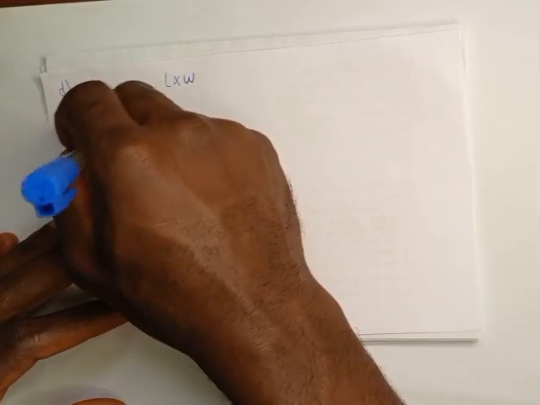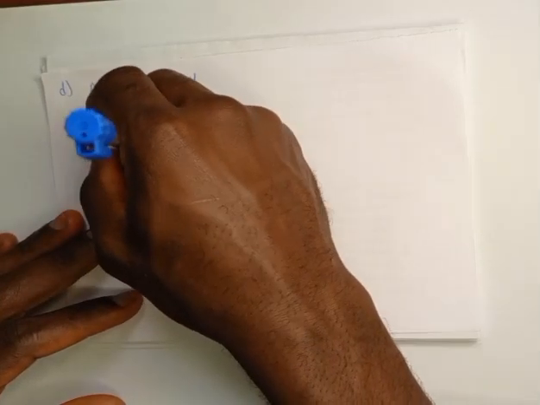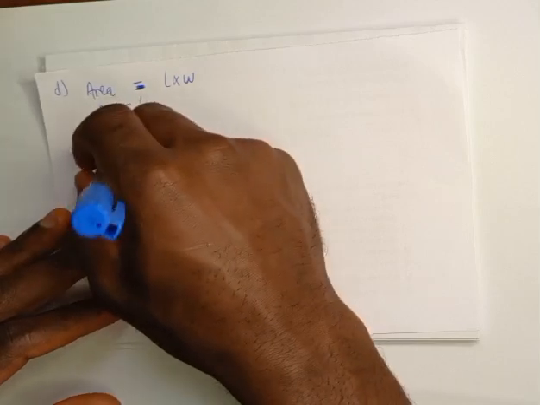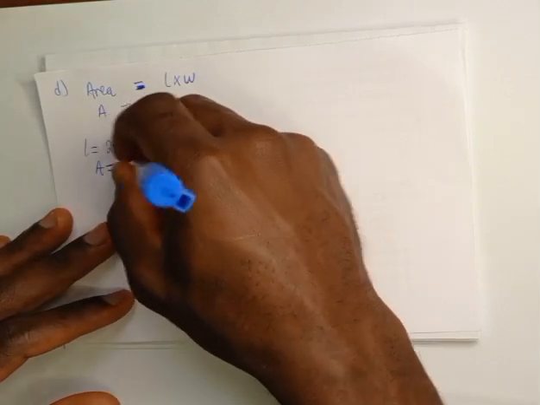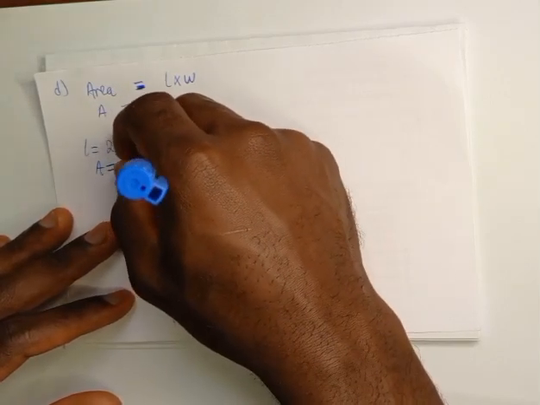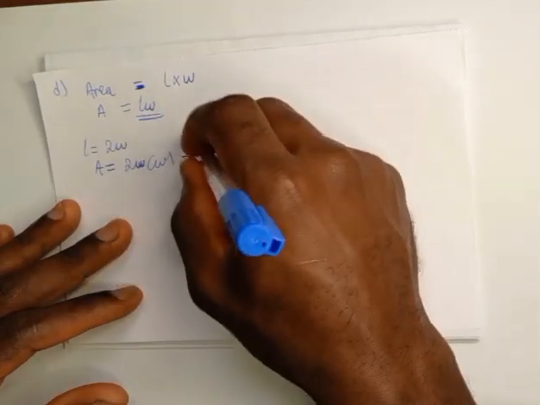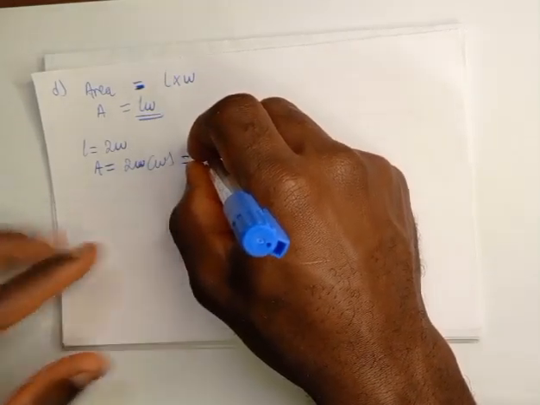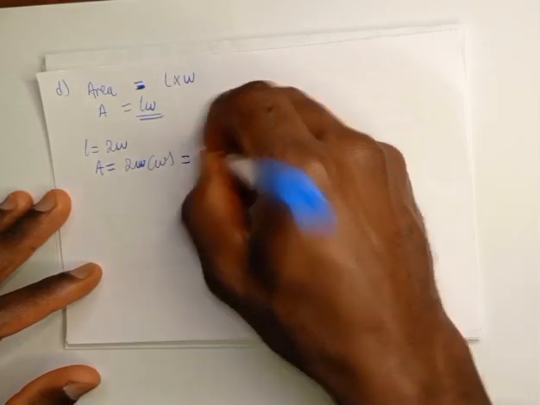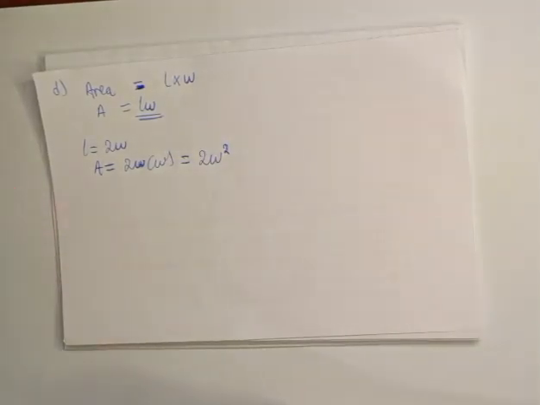We know that L is equal to 2W. If we replace L with 2W, then A will simply be equal to 2W times W, which is simply equal to 2W times W gives us W squared. This is what we are going to obtain. Now we go to the next part of the question.